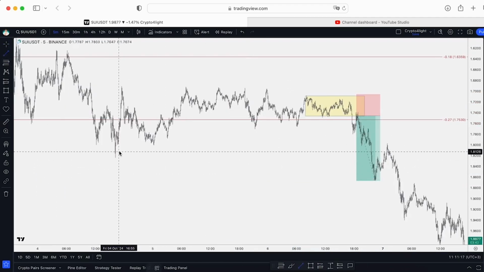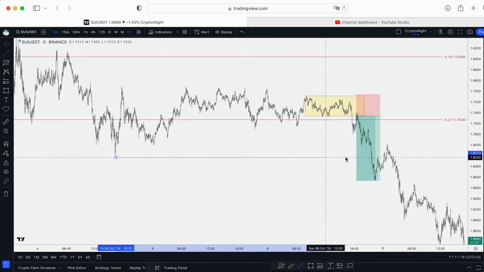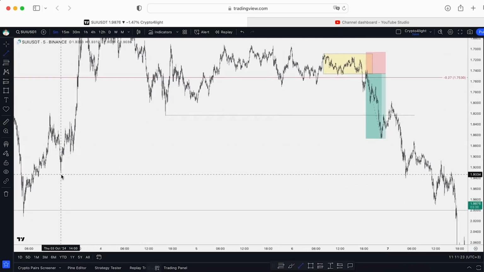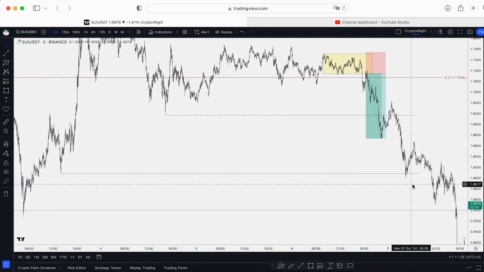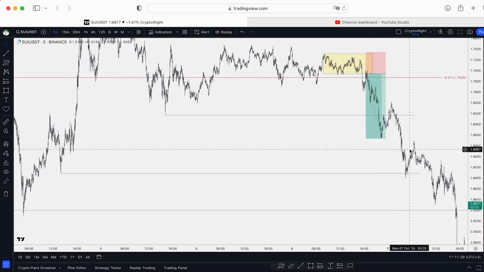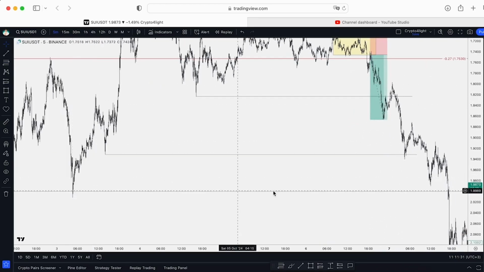Targets for take profit will be the liquidity pools. So this one is like a liquidity pool where you would like to fix profit. This one, take profit, and you can see the reaction. So here, drop, bounce, drop, bounce. This one, next one, liquidity pool.